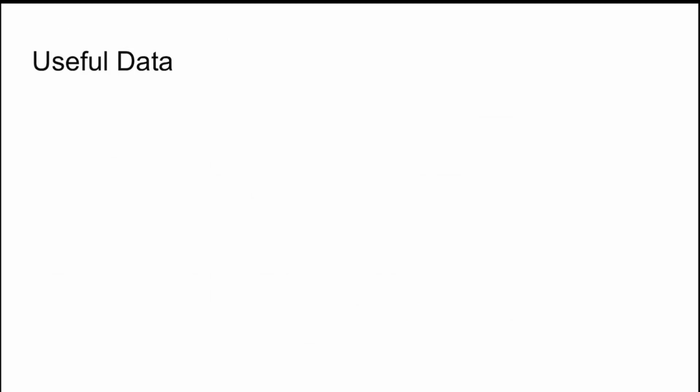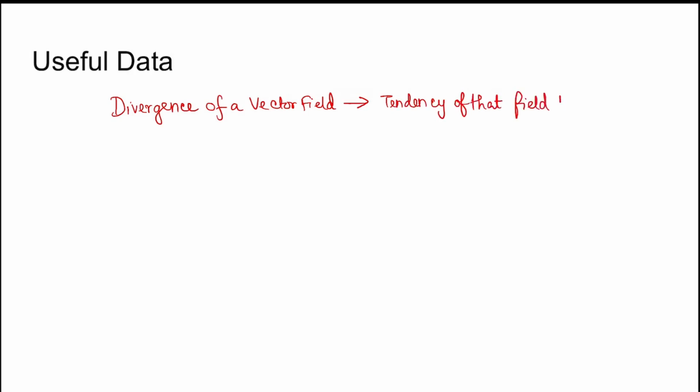So divergence of a vector field means the tendency of that vector field to diverge either outwards or inwards.